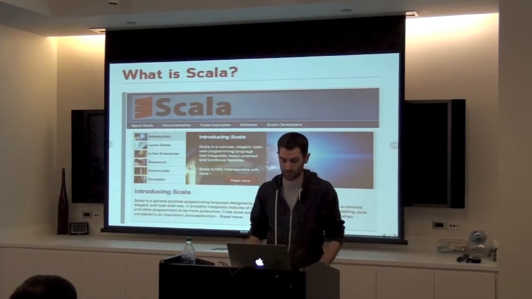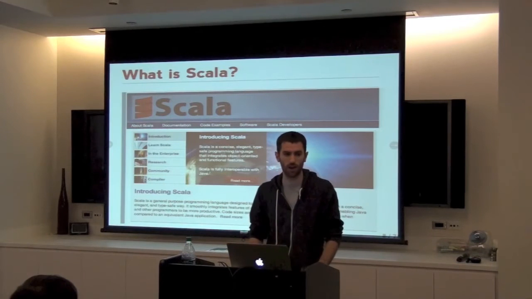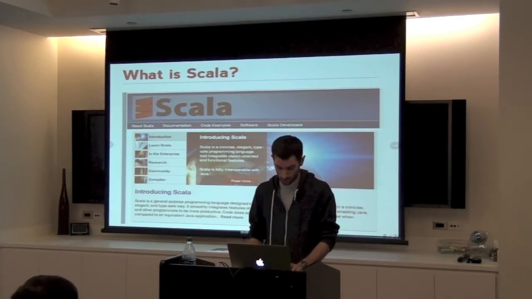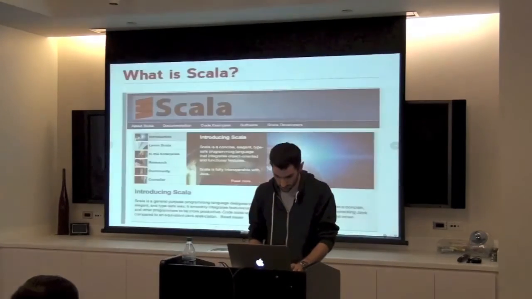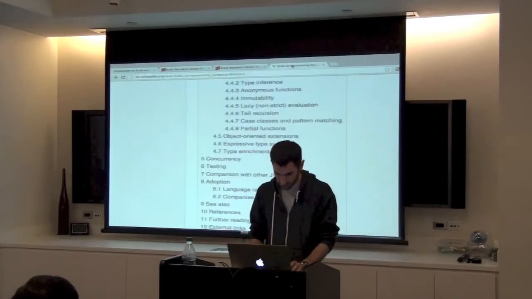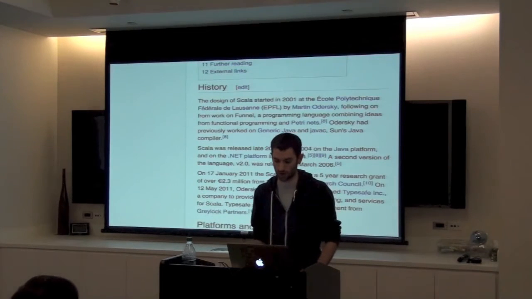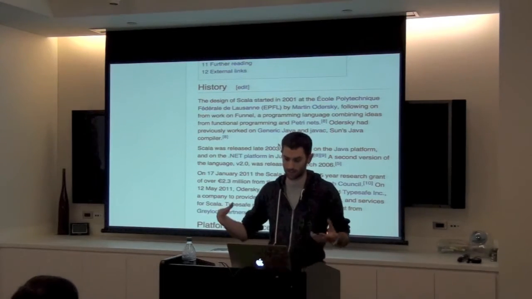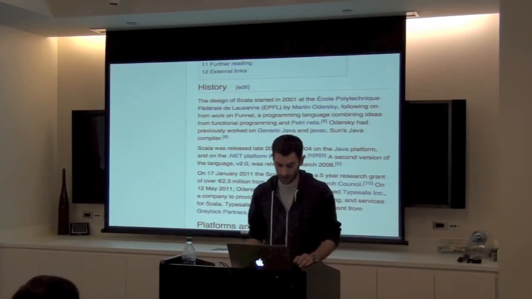Just for some background, Scala was created at a Swiss university. The initial release was late 2003, early 2004. It was created by Martin Odersky, who also had some background working on Generic Java, which is the effort to add generics to Java, and he worked on the Java compiler. So he's really familiar with Java and the JVM.